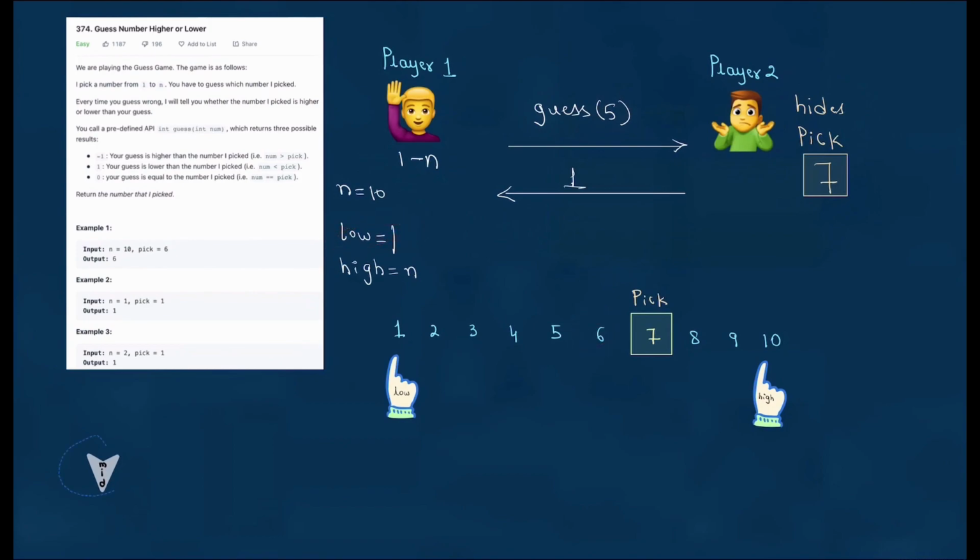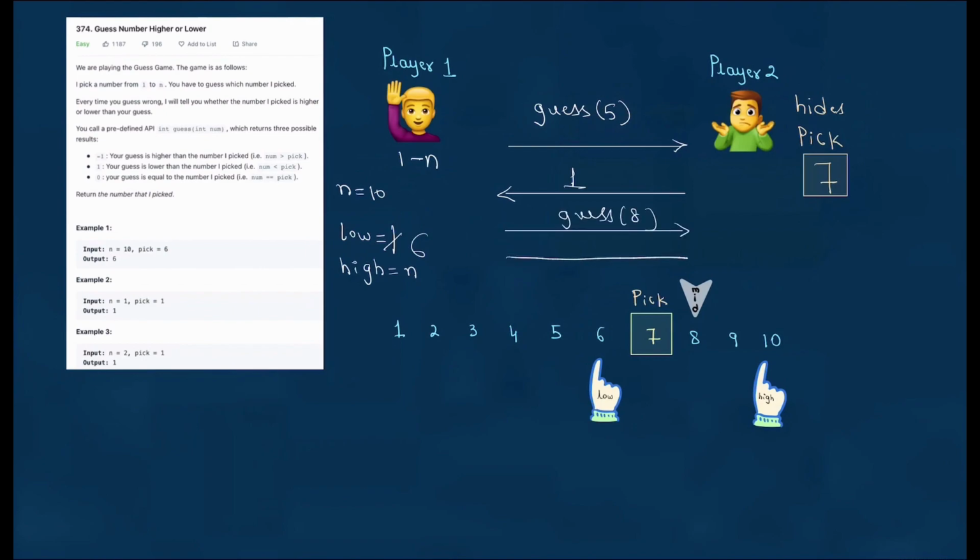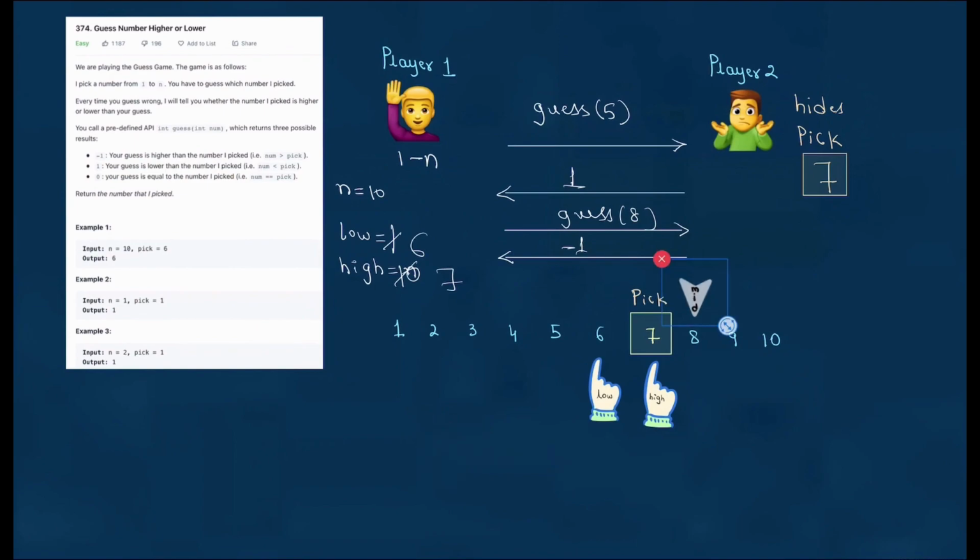So first time the mid was here. We guessed 5 and got a response of 1, saying the pick is higher. So we update the low pointer to 6 and calculate the mid again. 6 plus 10 by 2 is 8, and that crossed the pick. So let's guess that. He responds with -1, saying your guess is higher than the number. In that case, we reduce the high pointer to point to 1 less than the mid, so our high becomes 7. This was 10 initially. Now we recalculate the mid: 6 plus 7 by 2, which is 6. So we bring our mid here.